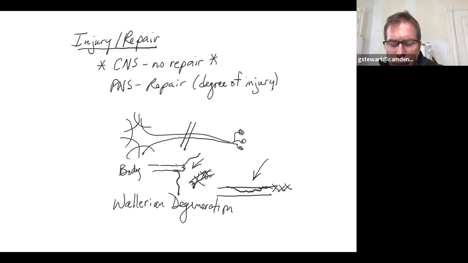So basically, phagocytes come into this injured area and start cleaning up debris. Neural tissue dies. Phagocytic macrophages come in and start digesting that dead tissue.